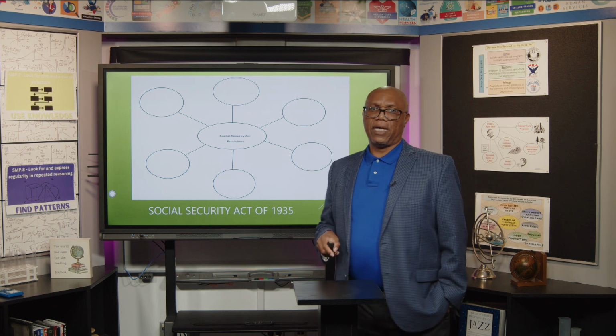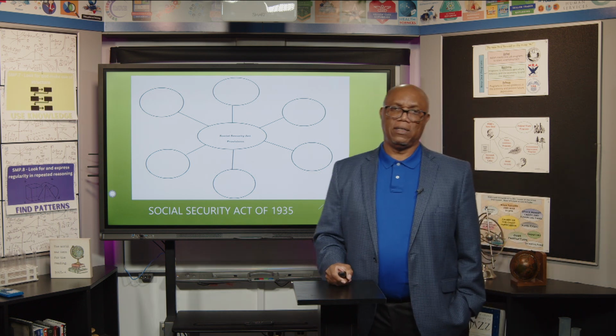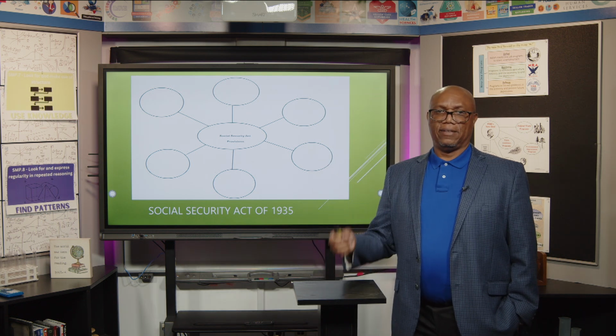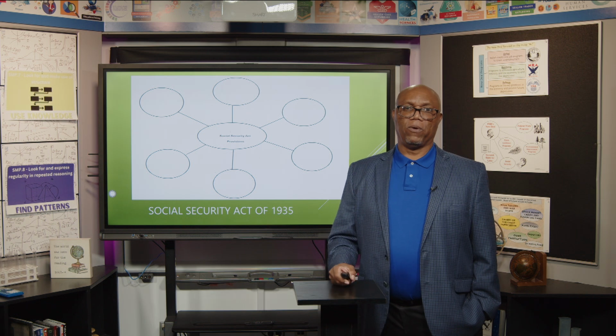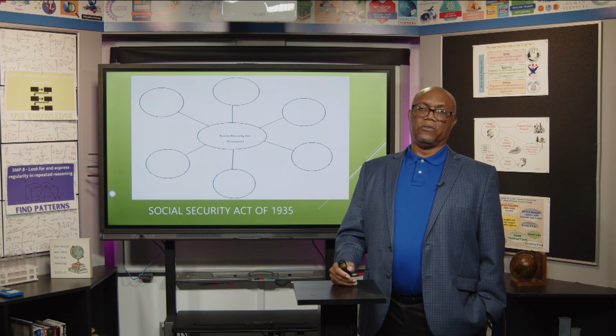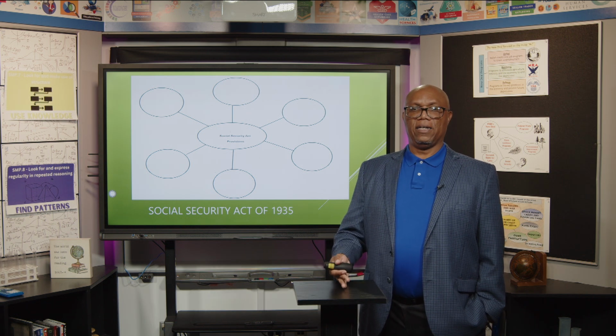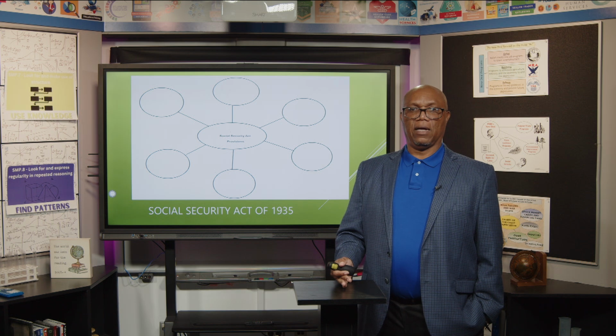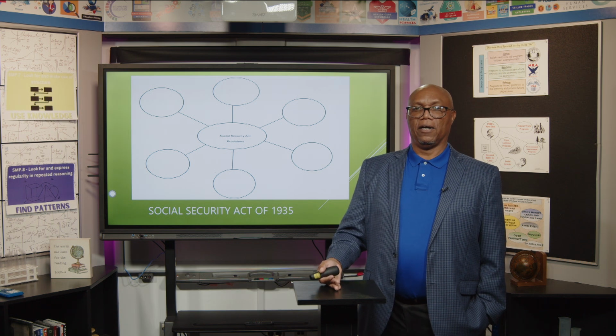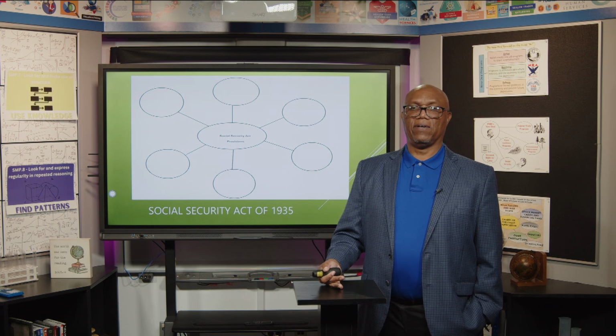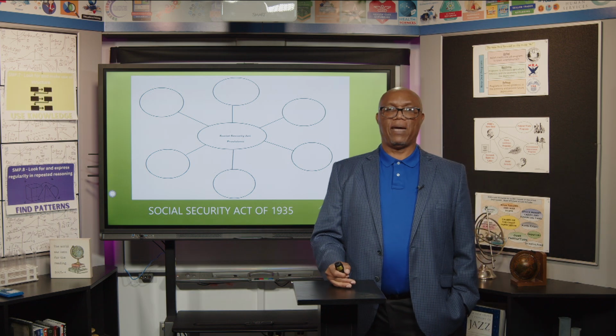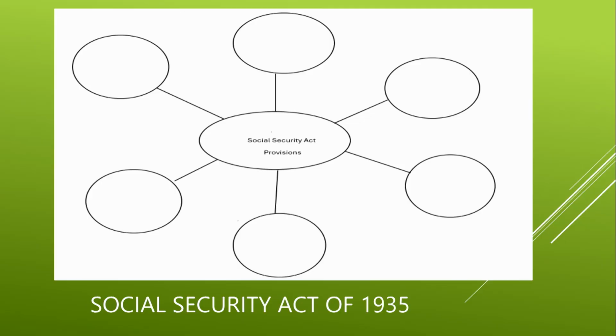What we're going to do is have you take about 15, 20 minutes, and we're going to look at this particular bubble map. And what we want you to do is go through and do some research and find 6 different provisions of the Social Security Act of 1935. We'll give you some time to go through and look at that particular entitlement program, and we'll come back in about 15 minutes or so, and we will find out what you found out.